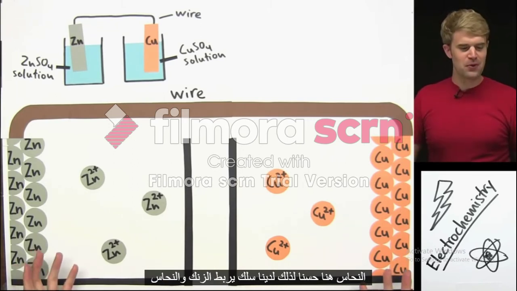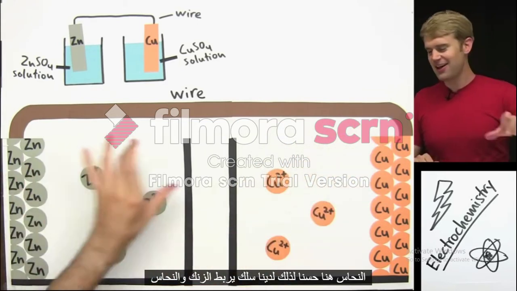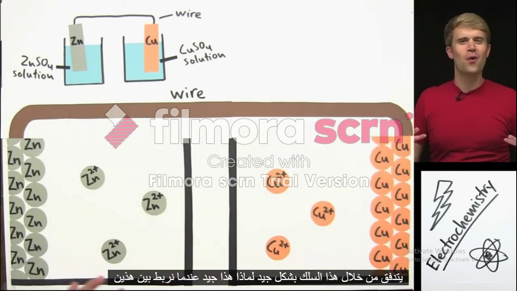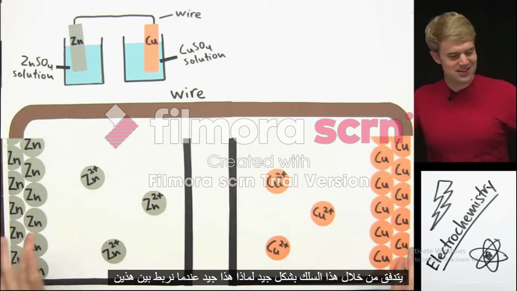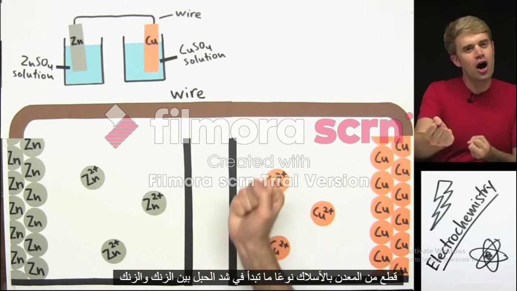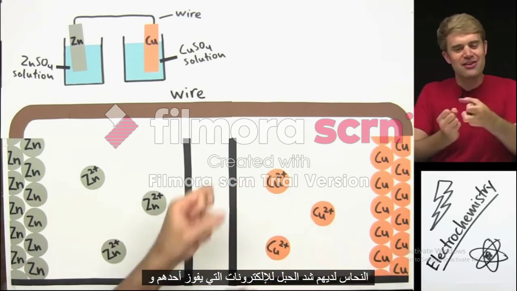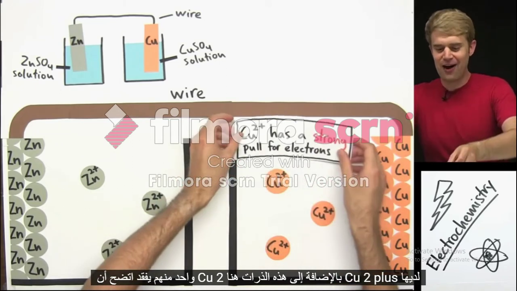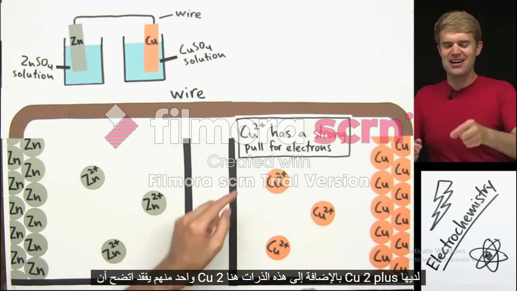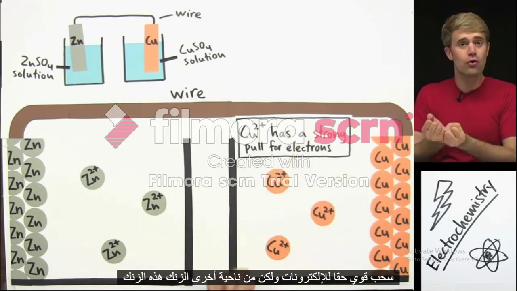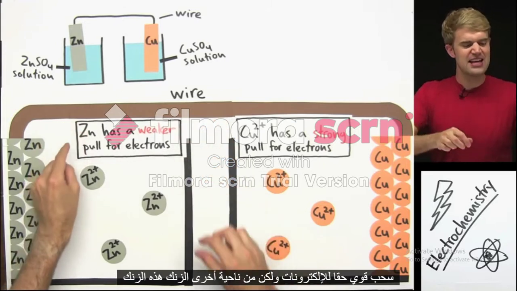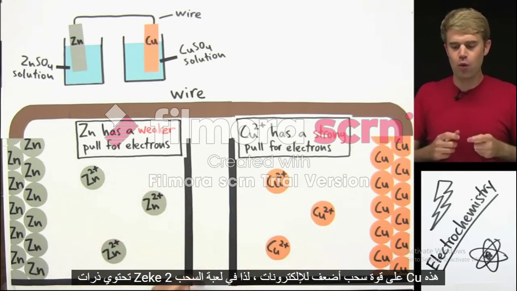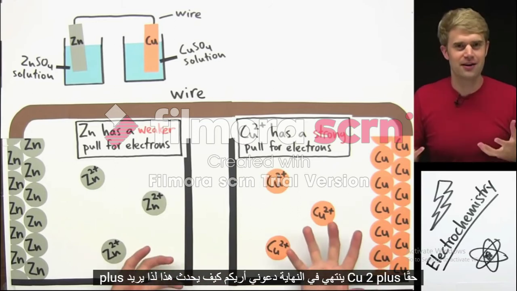Okay? So, we've got a wire that connects the zinc and the copper. And we've said that when we hook everything together, electrons start flowing through this wire. Well, why is that? When we connect these two pieces of metal with a wire, it kind of starts a tug of war between the zinc and the copper over the electrons. One of them wins and one of them loses. It turns out that Cu2+ has a really strong pull for the electrons. But on the other hand, zinc has a weaker pull for electrons. So in this tug of war, Cu2+ ends up winning. Let me show you how this happens.